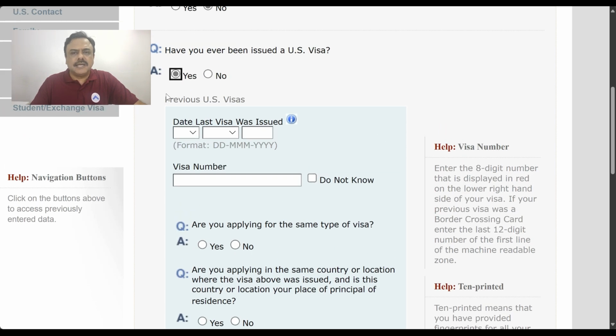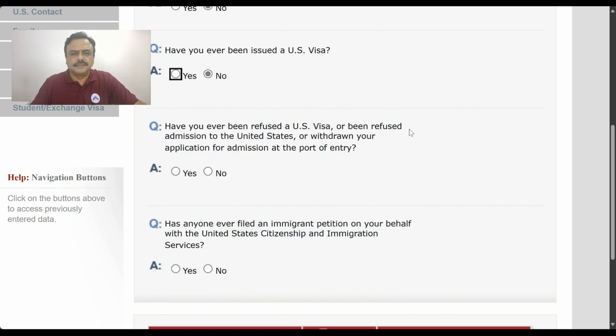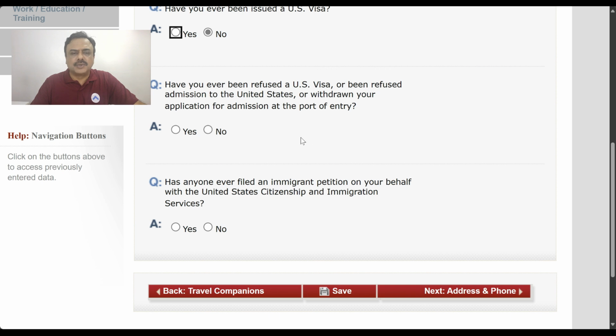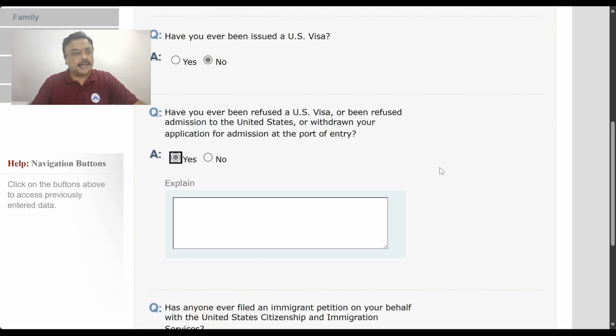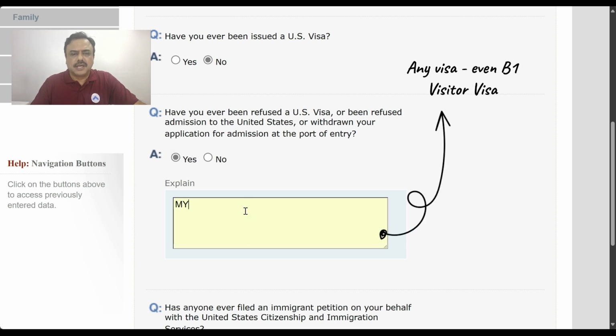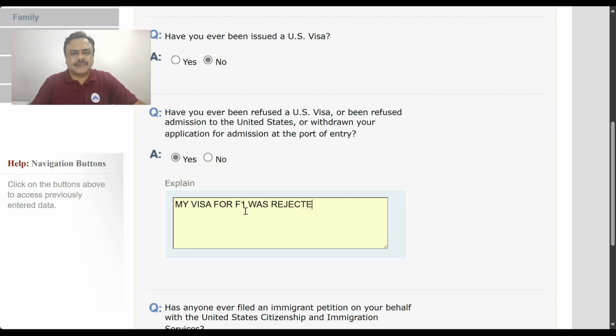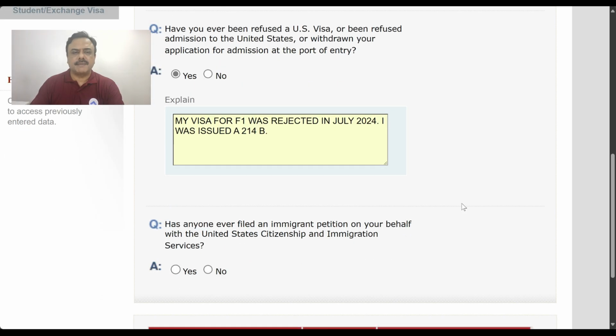So if you have been earlier, it does ask for the type of visa. In case your visa has been refused earlier, you will have to mark this as yes. Please don't provide any information which is false. You will have to explain what happened. So you could probably write something of this nature. In case your visa was rejected, you would have been provided a form 214B. Therefore, you are basically writing that here. Now, in case your visa has not been rejected, mark no.